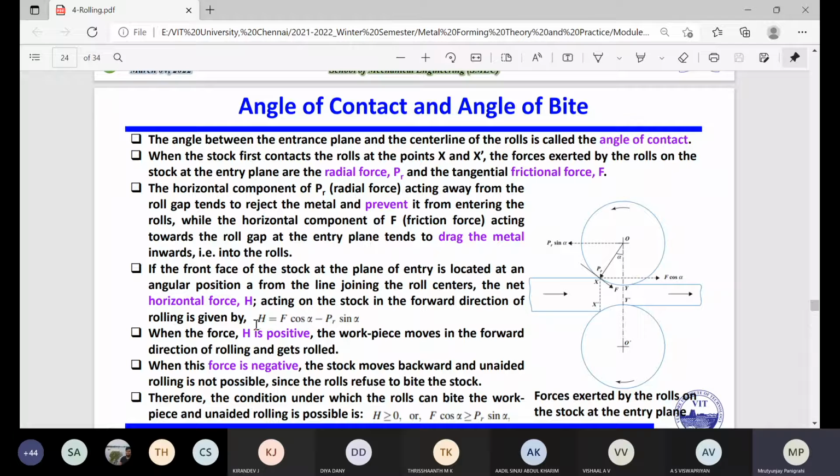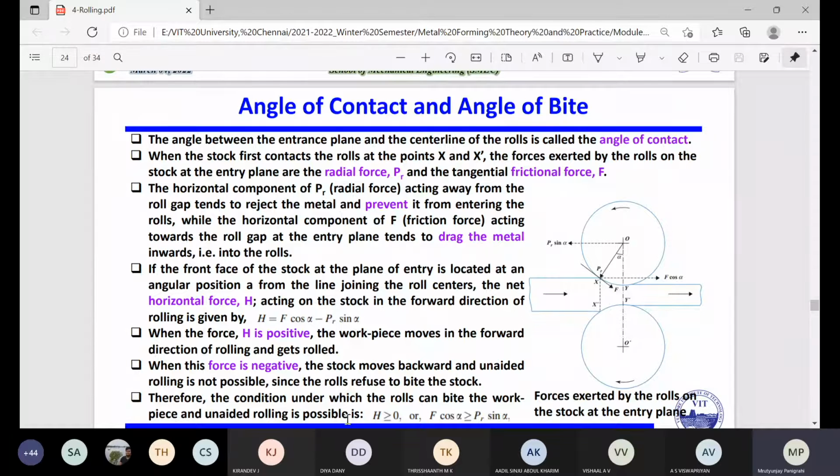Now, every time we have to think about what happens if the force is positive or negative. When the force H is positive, the workpiece moves in the forward direction, to the right-hand side, in a normal path. But when the force is negative, the stock moves backward. So if the outward force is lesser or negative, the material cannot pass, and it will come back.